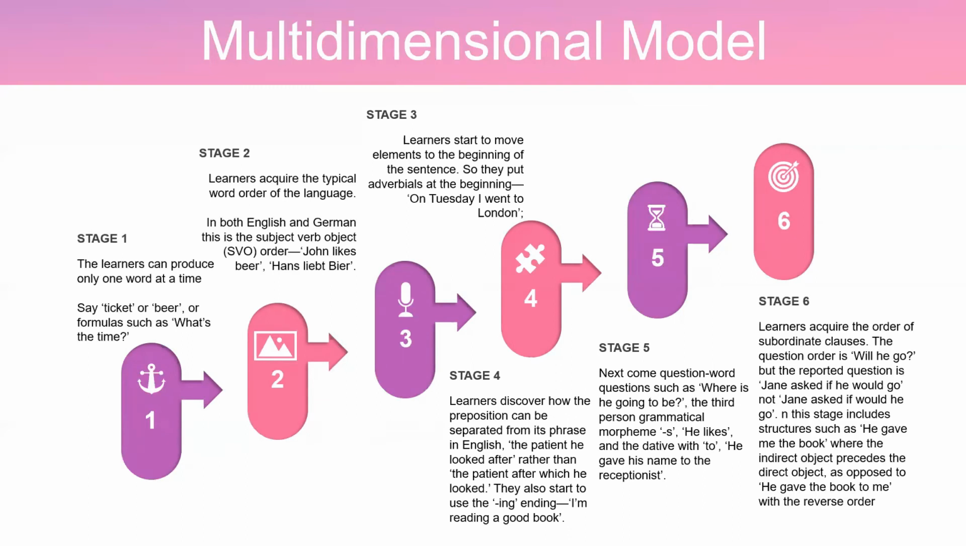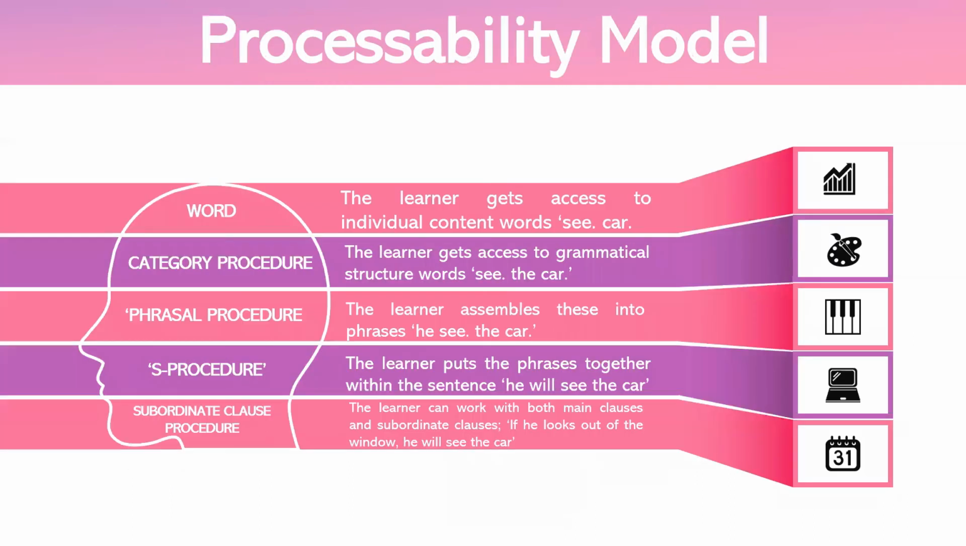In the last stage, learners acquire the order of subordinate clauses. The question order is will he go, but the reported question is Jane asked if he would go, not Jane asked if would he go. This stage includes structures such as he gave me the book, where the indirect object precedes the direct object, as opposed to he gave the book to me with a reverse order.